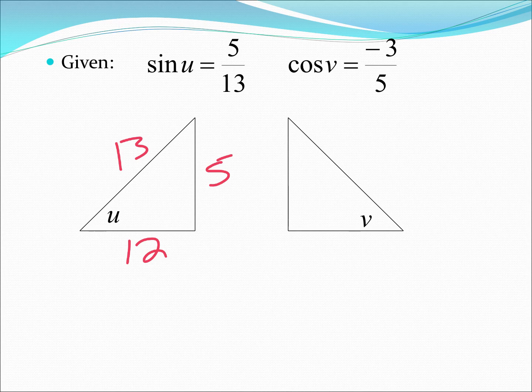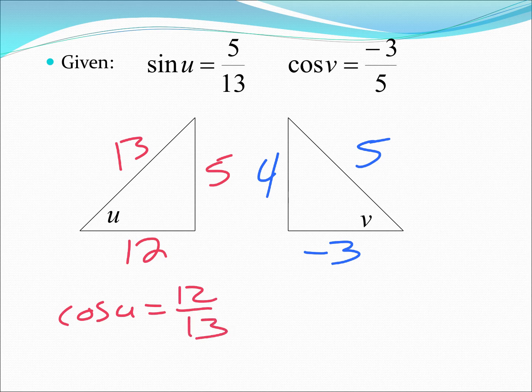Looking at our next triangle, the cosine of v is negative 3 over 5, which means negative 3 is the adjacent side, 5 is the hypotenuse. Using the Pythagorean formula, we would then get that our opposite side is 4. And as a follow-up to this, I could find the cosine of u, which would be the adjacent side over the hypotenuse. And I can also find the sine of v, which is the opposite side over the hypotenuse. And these are really important because as we move forward and I'm using my sum or difference formulas, I need to know both sine and cosine.